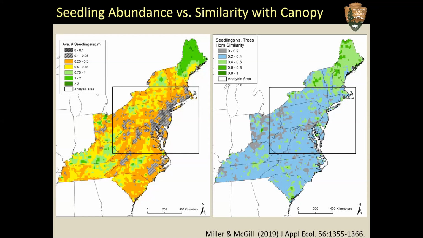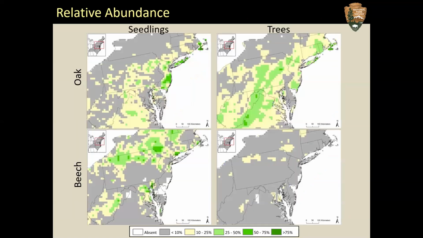Looking at what species are driving this low similarity. In this region, a lot of the canopy is dominated by oak. On the right side of this map is tree density, relative abundance of trees, and on the left is the relative abundance of the seedlings. We can see there's a lot of oak in the canopy, not as much oak throughout that whole area in the understory, and there's also a lot of beech in the northern part of this region in the regeneration layer, not so much in the canopy.